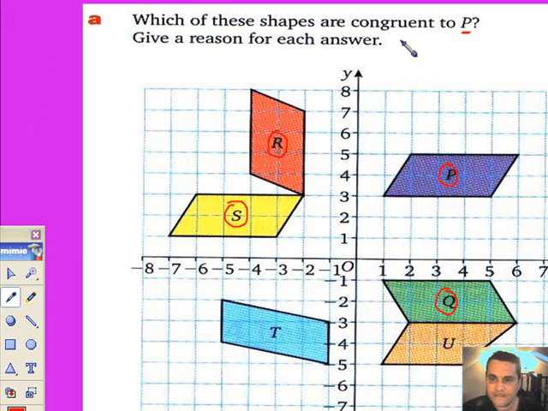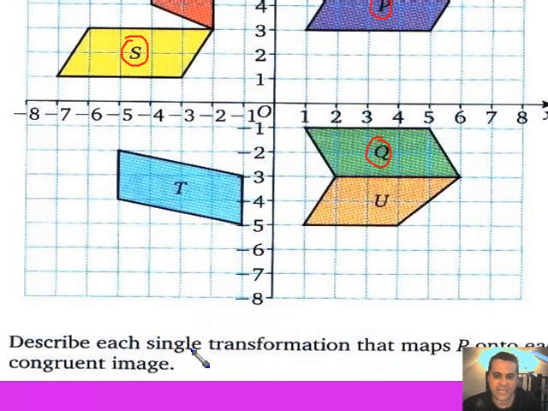So we just write it down. So we've got Q, R and S. Alright, these are three congruent, and I suppose they're parallelograms, aren't they? And that's it. Now, describe each single transformation that maps P onto each of its congruent images.